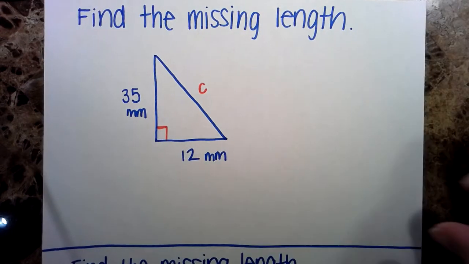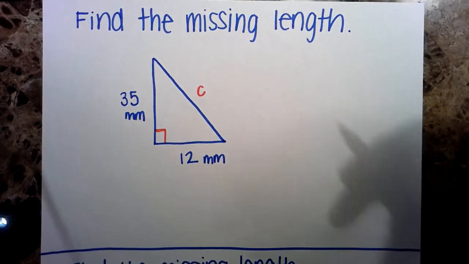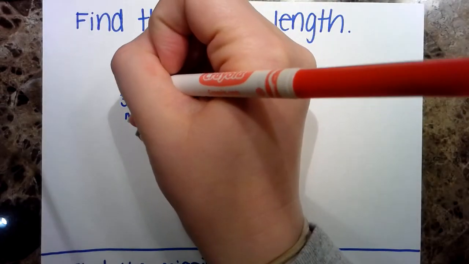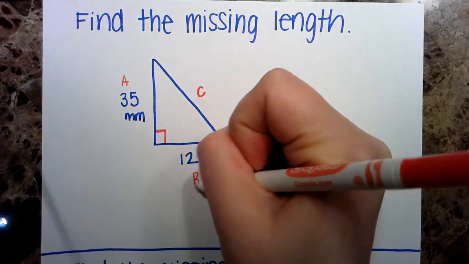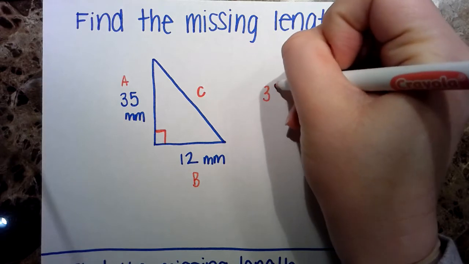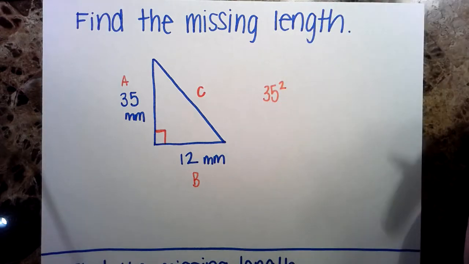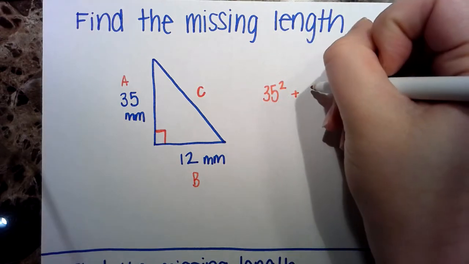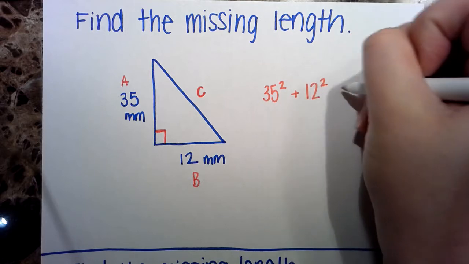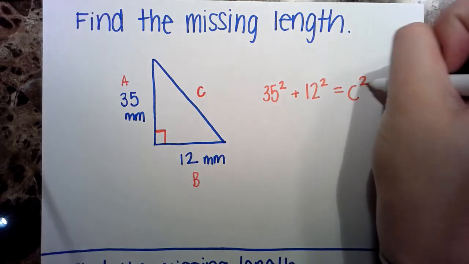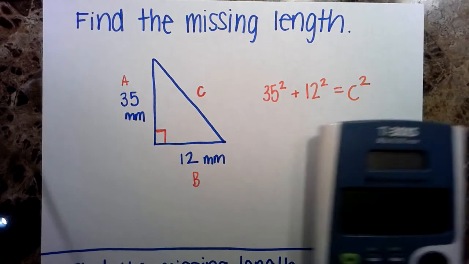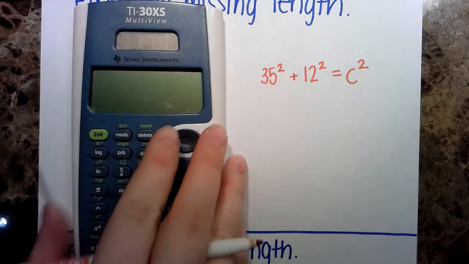So we're going to take all our information and put it into our formula. I'm going to make this one A. I'm going to make this one B. So I'm going to take 35 squared, because it's A squared, plus B squared, which is 12 squared, equals C squared. So when I do this, I'm now going to take my calculator.